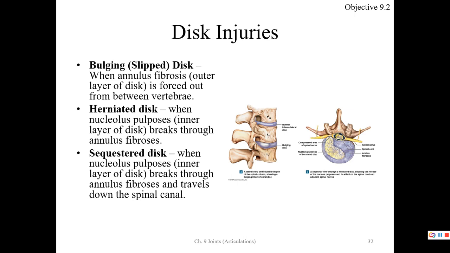The annulus fibrosus of the disc is actually forced out between the vertebrae, so it kind of bulges out a little bit. Now, when the nucleus pulposus breaks through the annulus fibrosus, we say the disc has become herniated. One thing that can happen is this herniation can get worse enough where it travels into the spinal cord, and now we say it is sequestered.